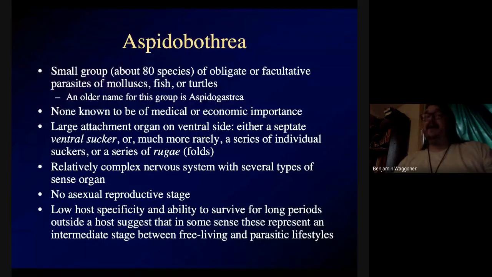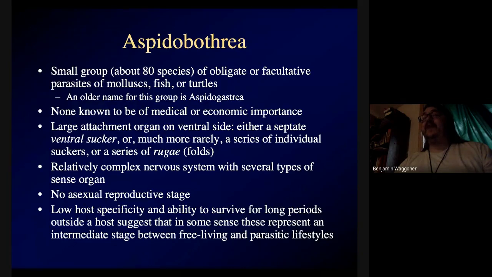There's a fairly complex nervous system. They don't ever reproduce asexually. They're not very host-specific, and some of them can survive for very long periods outside a host. One of the species that I'll show you can live up to 5 weeks when you remove it from its natural habitat in clam hearts.